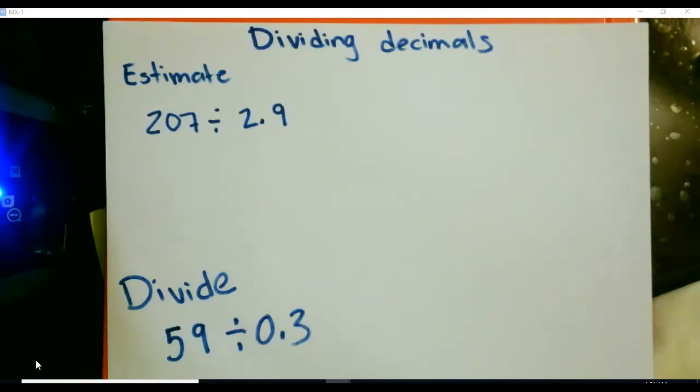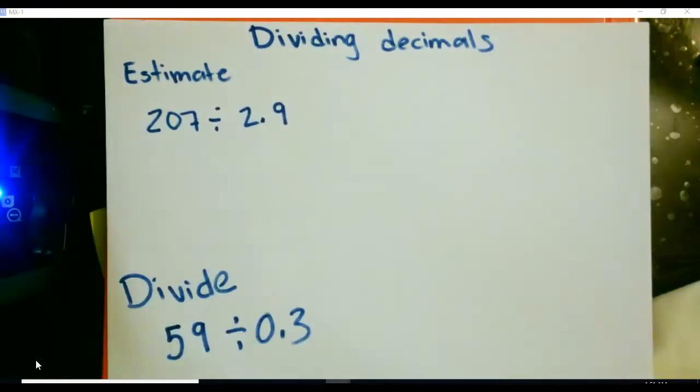Second lesson of week 5, we're going to be dividing decimals. And so I'm going to go ahead and give you an example first of estimating, okay, because we want to estimate. And then we will be dividing with digits with one decimal place value and with two decimal places. So let's go ahead and start with estimating.